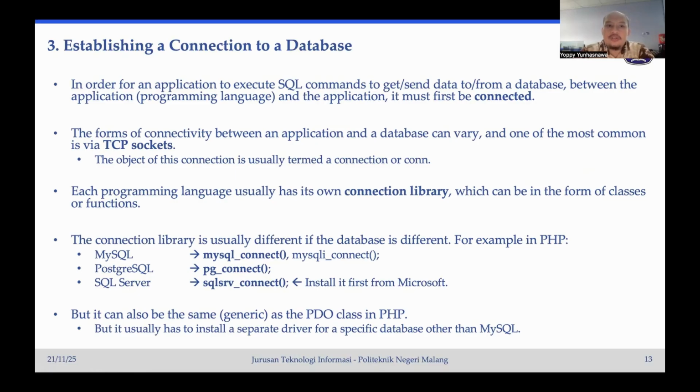In order for an application to be able to execute the commands for getting or sending data to or from a database, it must first create a connection. The connection itself is a term commonly used for a logical connection between our application, our computer that is hosting the application, and the computer that is hosting the database. So it can be a logical connection, and it also can be a physical connection.